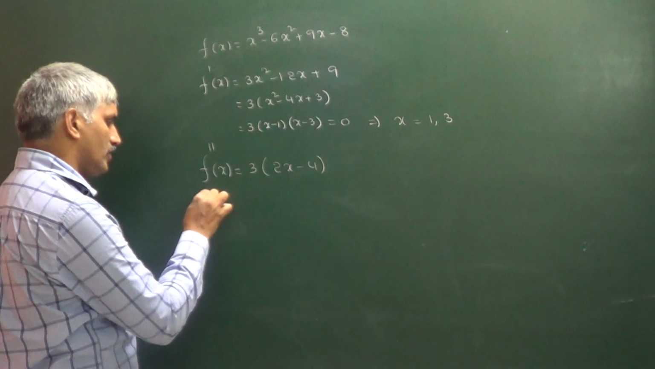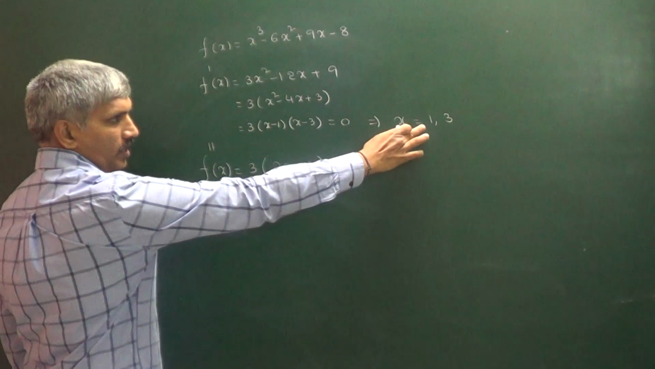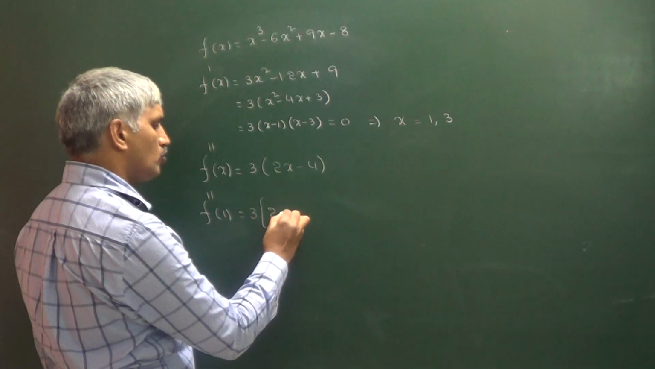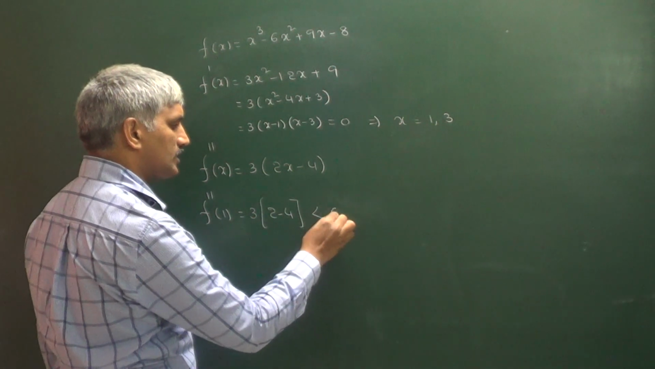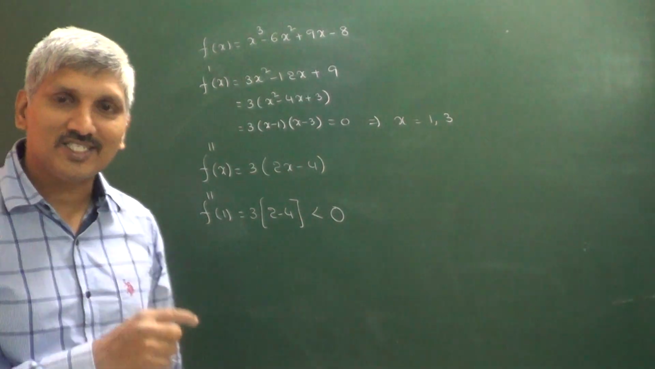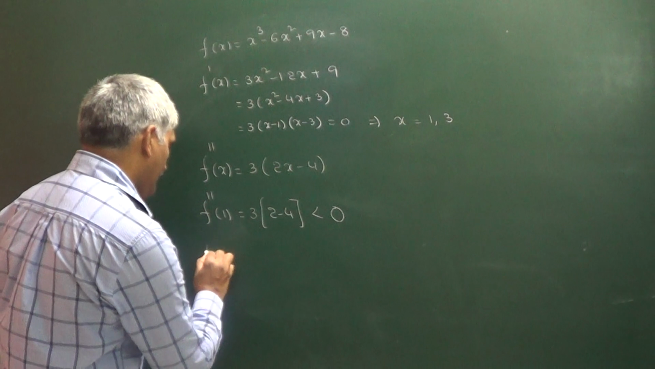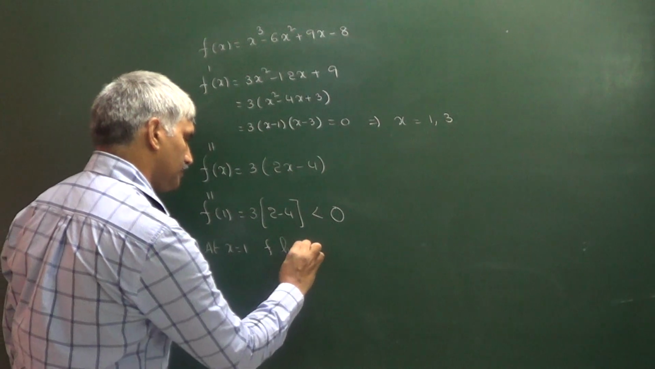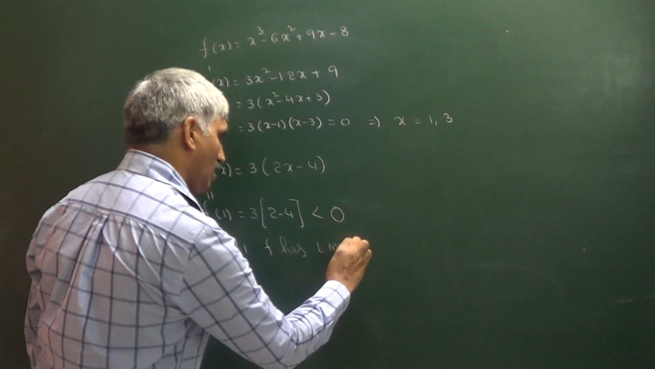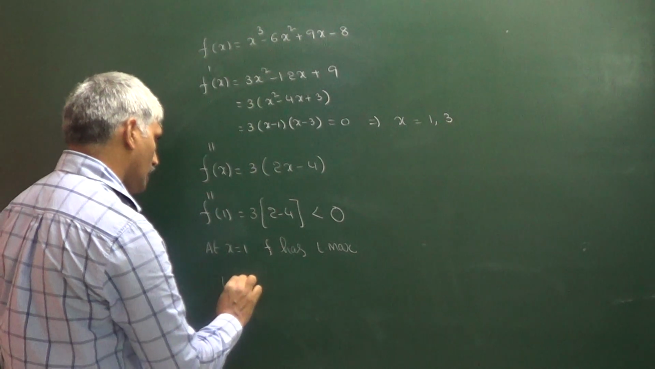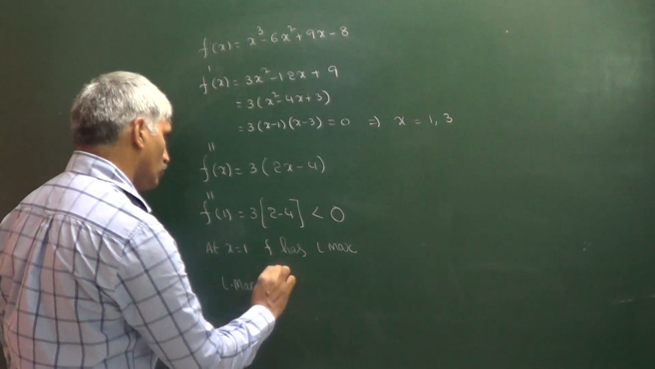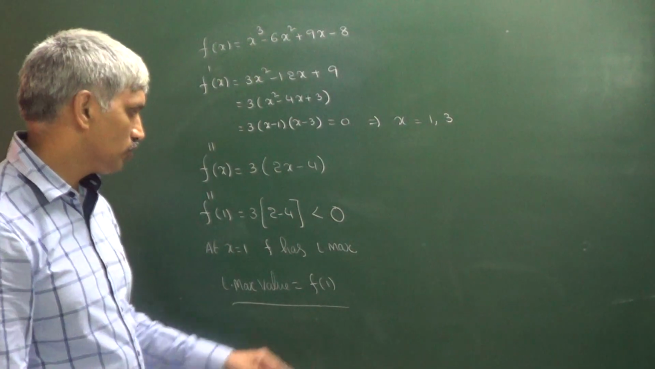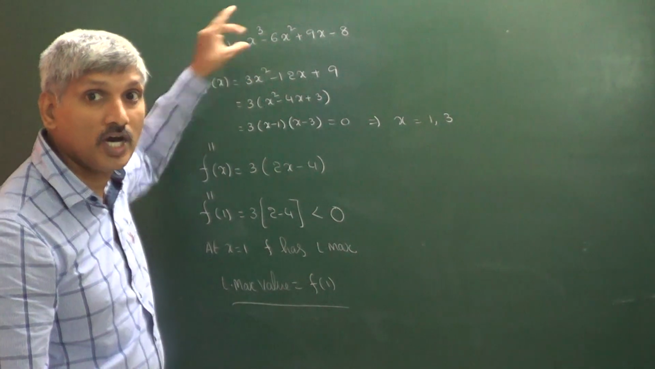Now find out f double dash of 1. f double dash of 1 is equal to 3 into 2 minus 4, no doubt, which is less than 0. A second derivative less than 0 means, therefore at x is equal to 1, f has local maxima. Therefore local maximum value is equal to f of 1. So this x is equal to 1, we have to substitute in the given function.